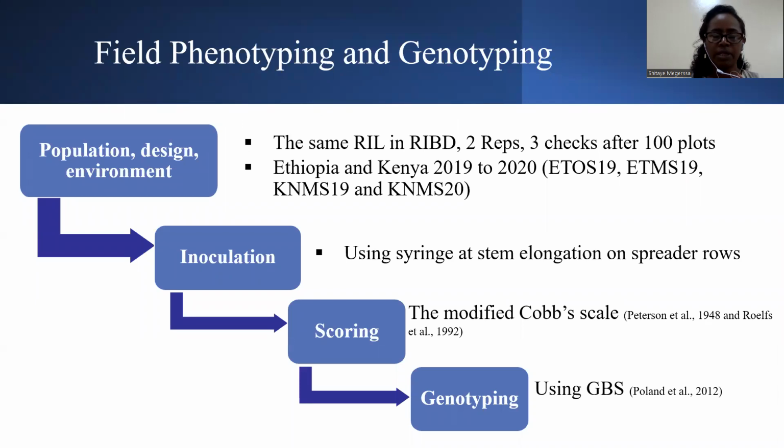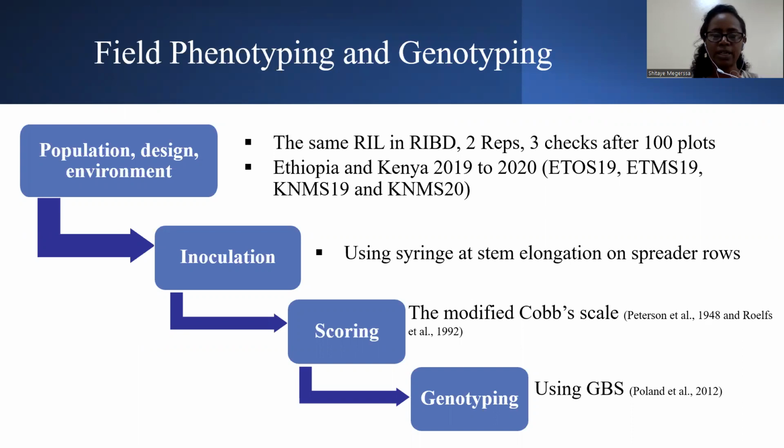Field phenotyping was done in Kenya and in Ethiopia from 2019 to 2020. We used the same mapping population, in a randomized incomplete block design in 2 replications, and we repeated 3 checks after every 100 plots. Then we named the nurseries based on the country name, the season, and the year. For example, ETOS 19 stands for Ethiopia off-season 19, and KNMS 20 stands for Kenya main season 20.